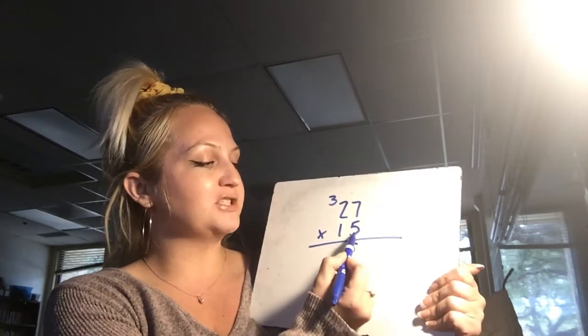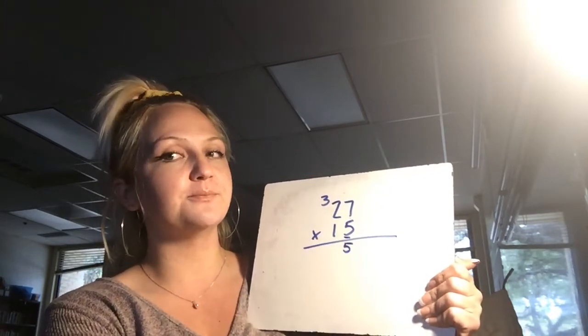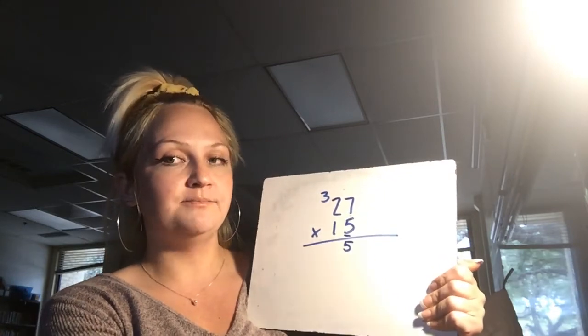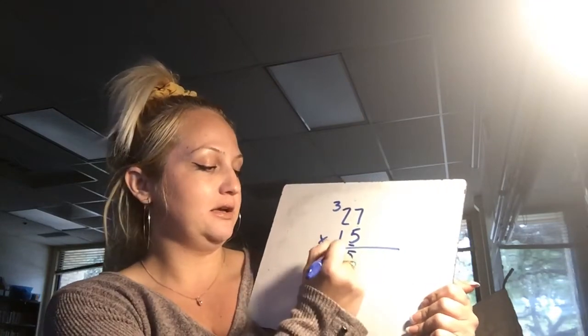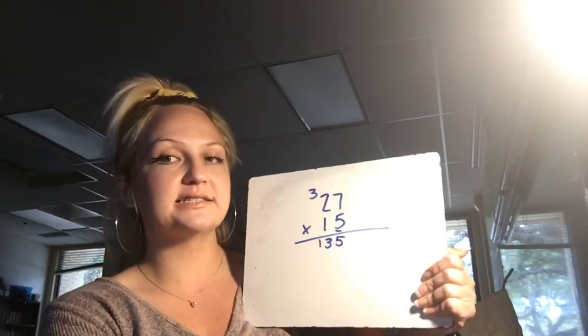Step 2 is to multiply 5 times 2. 5 times 2 is 10, plus 3, 11, 12, 13. So it will look like this.